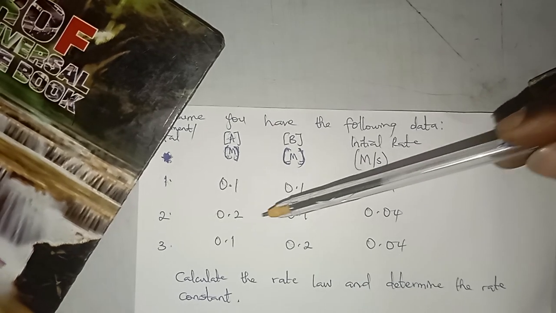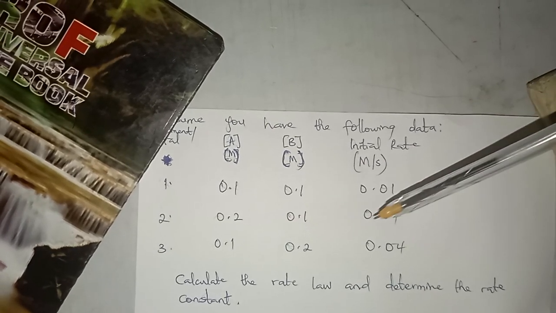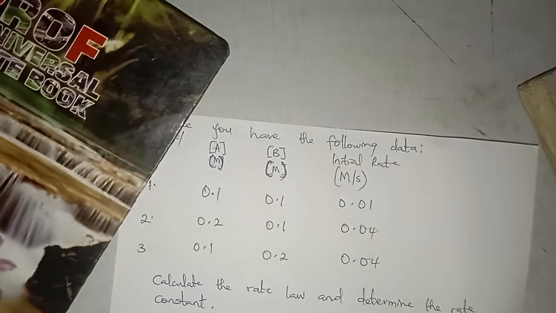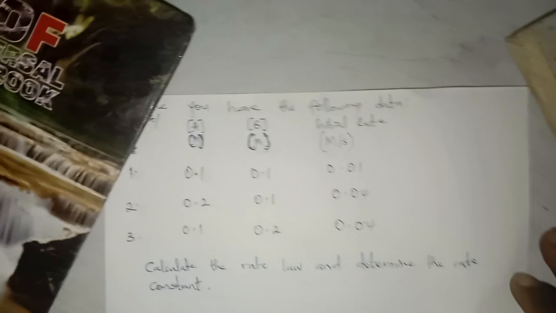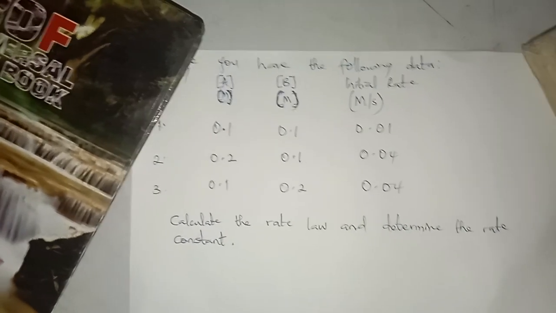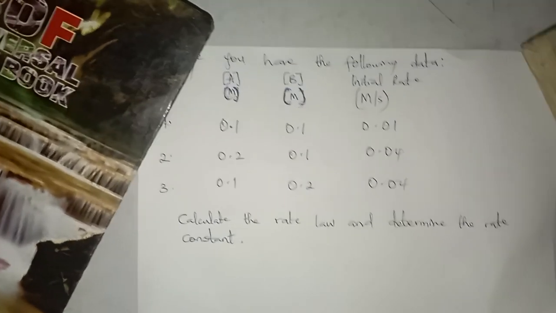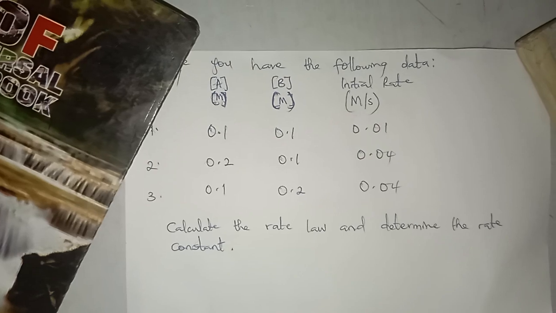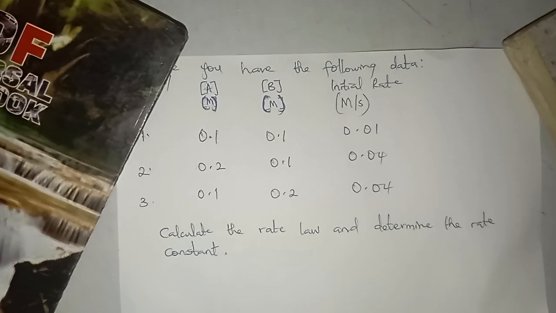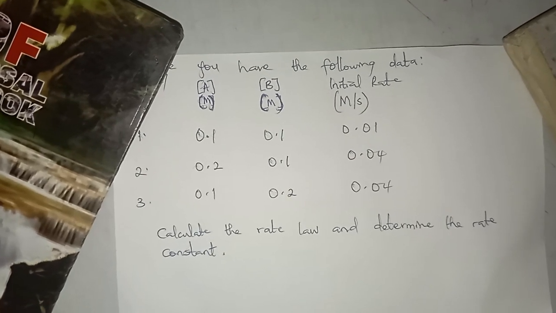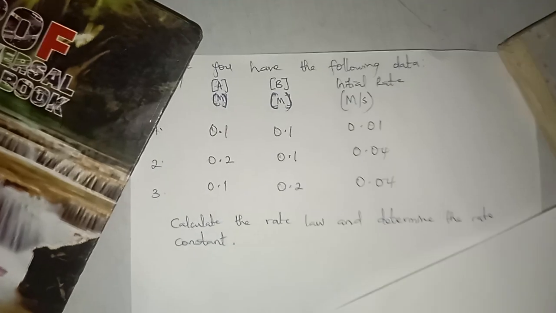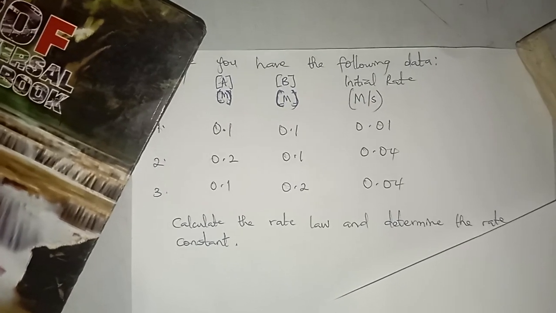Now, for the second experiment, you have A as 0.2, and concentration of B is 0.1. So, the rate is 0.04. The same thing with experiment 3. Now, they tell us to determine the rate law of the reaction, and then to find the rate constant. So, in order to do this, you've seen the question.